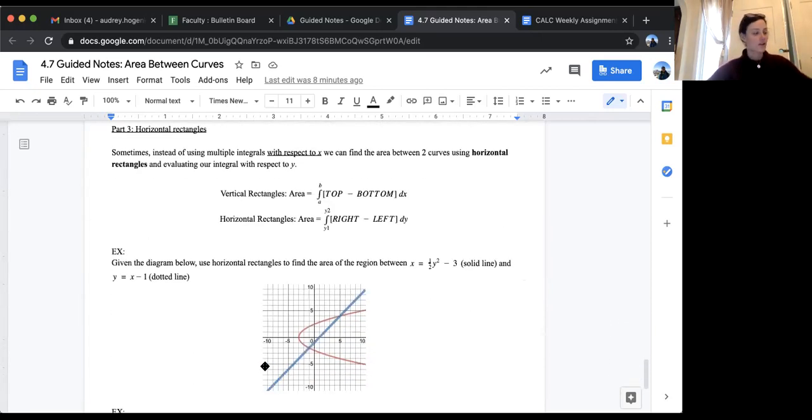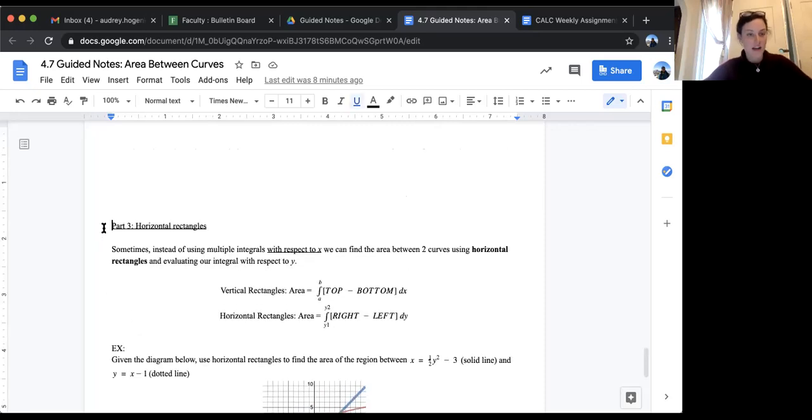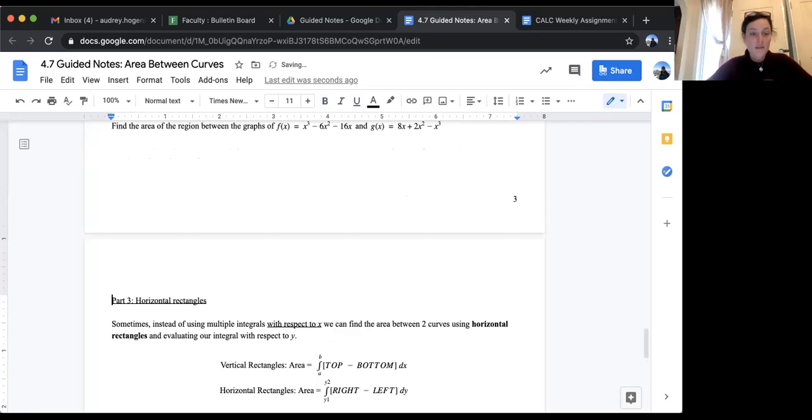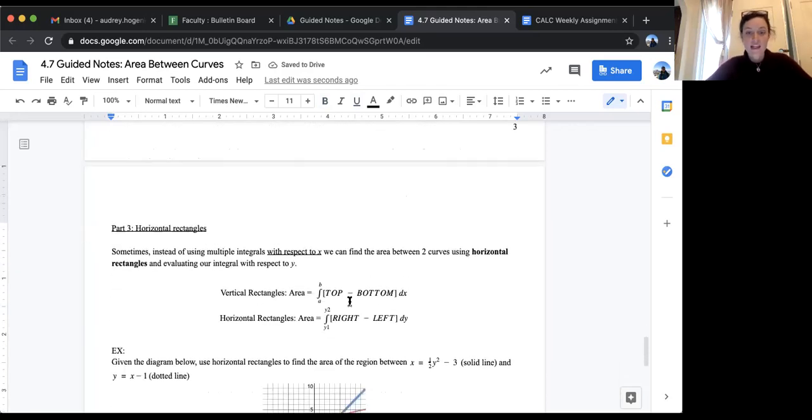All right, that brings us to the very end, which is part 3, horizontal rectangles. Sometimes, instead of using multiple integrals with respect to x, we can find the area between two curves using horizontal rectangles and evaluating our integral with respect to y. So integrating with respect to y, we follow the exact same rules that we do with respect to x, except we need to make sure that the variable in all of our equations is y instead of x.